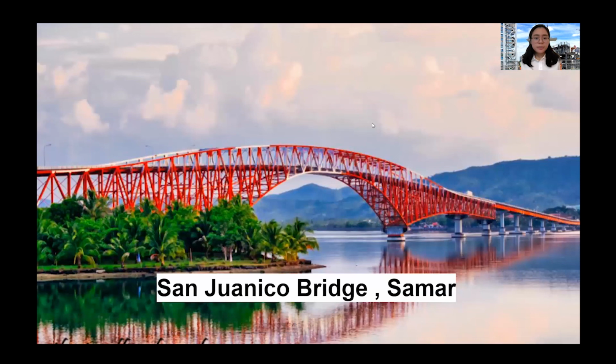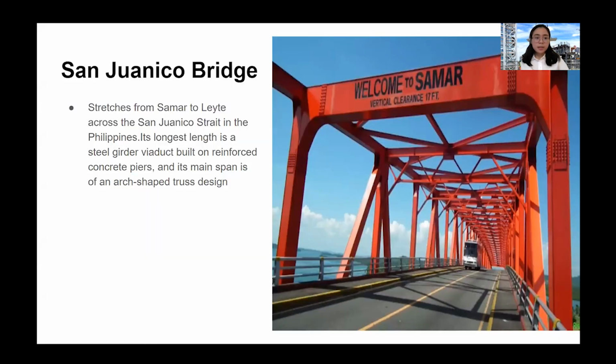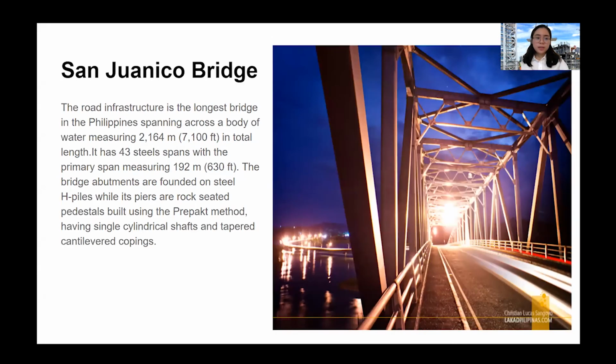Case studies. San Juanico Bridge in Samar. San Juanico Bridge stretches from Samar to Leyte across the San Juanico Strait in the Philippines. Its longest length is a steel girder viaduct on reinforced concrete piers, and its main span is an arc-shaped truss design. The road construction is the longest bridge in the Philippines, spanning across a body of water measuring 2,164 meters in total length.